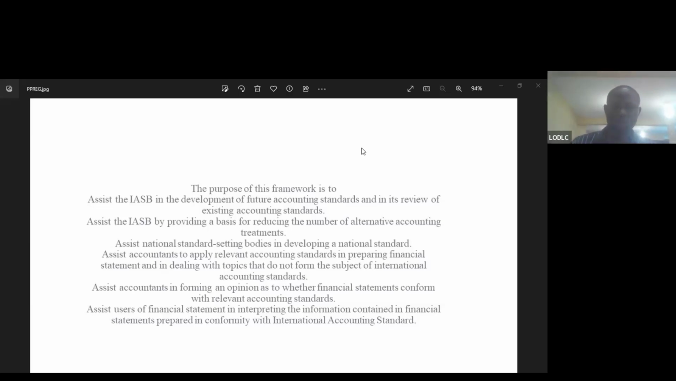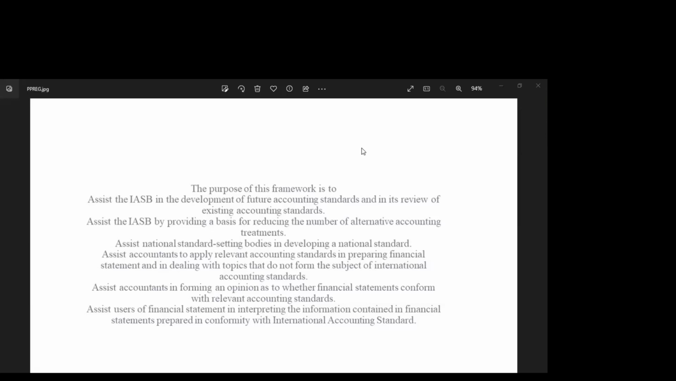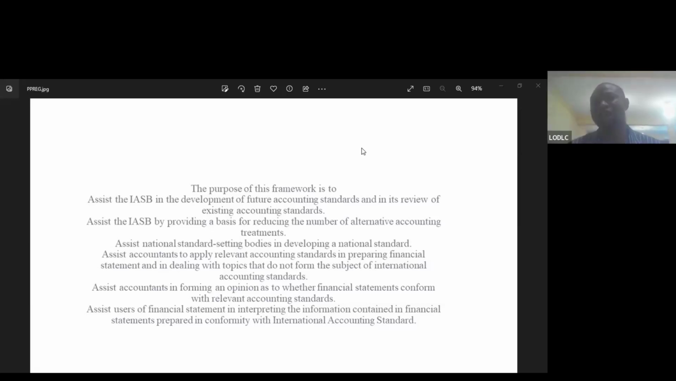So now, it also assists users of financial statements in interpreting the information contained in the financial statement, prepared in conformity with international accounting standard. You know, the end point of producing a financial statement is for the essence of what? The users. It is for the consumption of what? The users. The users are the main reason why every organization produces a financial statement. So without the users, the financial statement is meaningless.